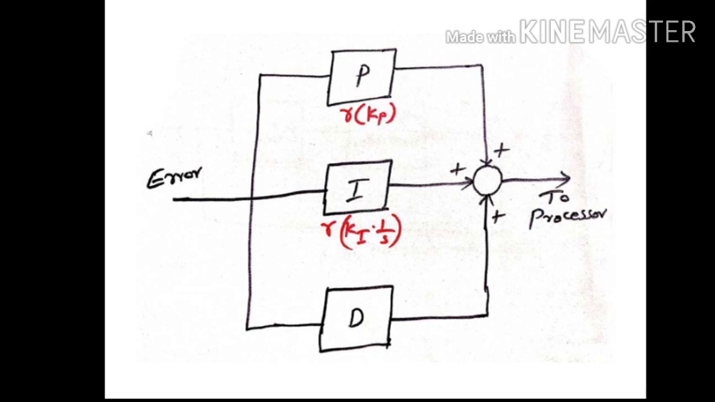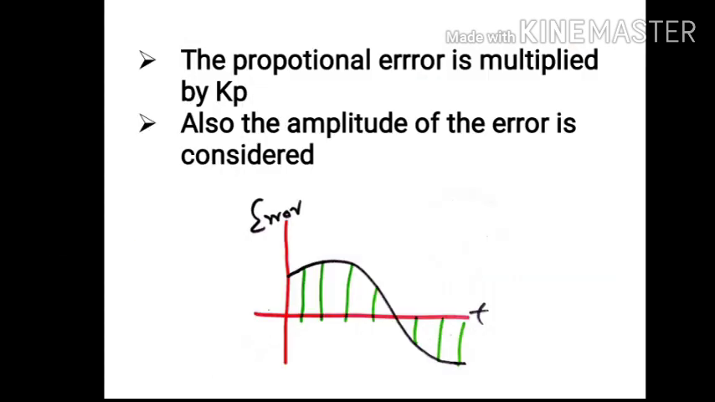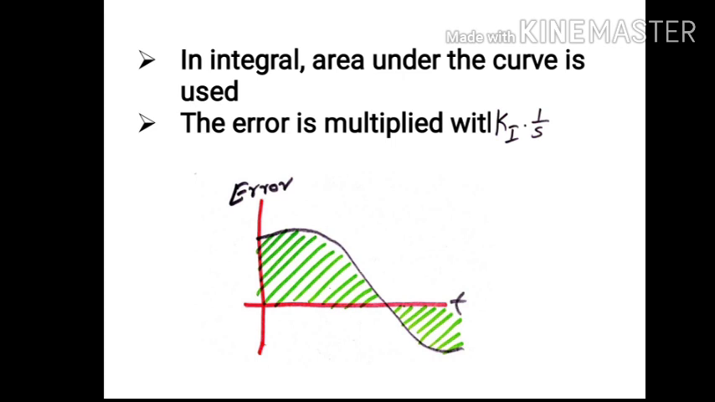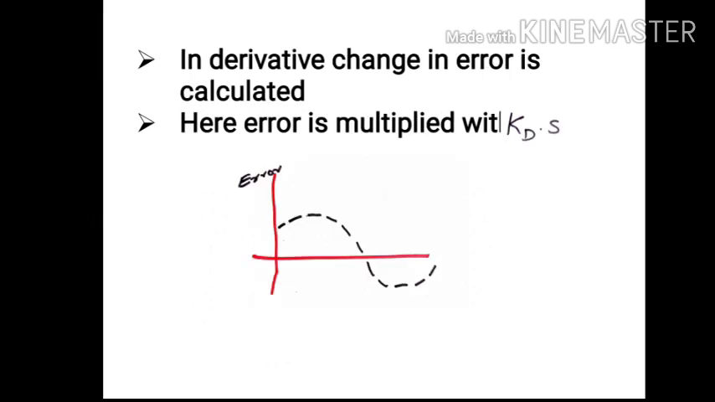In the case of proportional, the error is multiplied with Kp. Here small r represents the error. Also, the amplitude of the error is considered. In the integral, the area under the curve is used. Also, the error is multiplied with Ki into 1 by S. In the derivative, the change in error is calculated and multiplied with Kd into S.